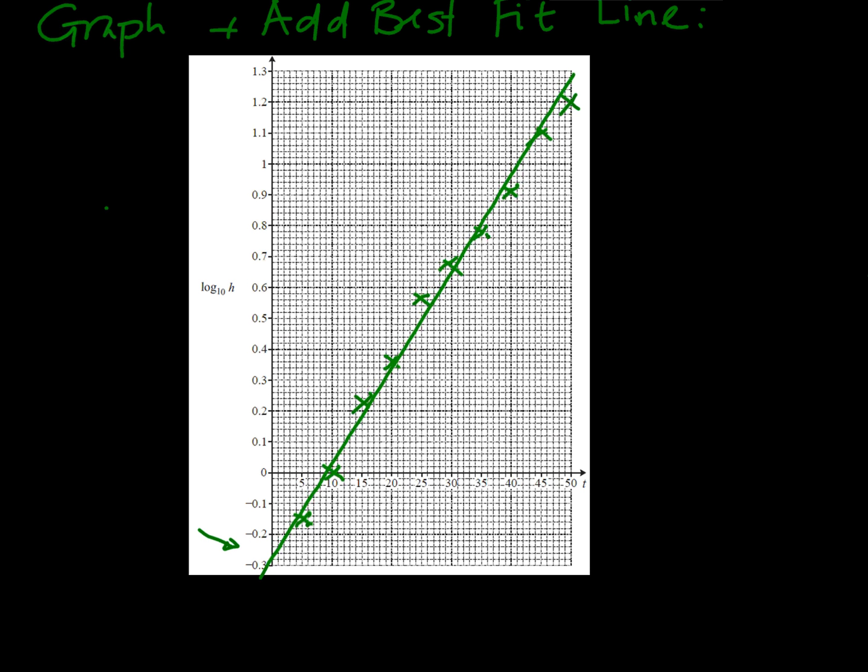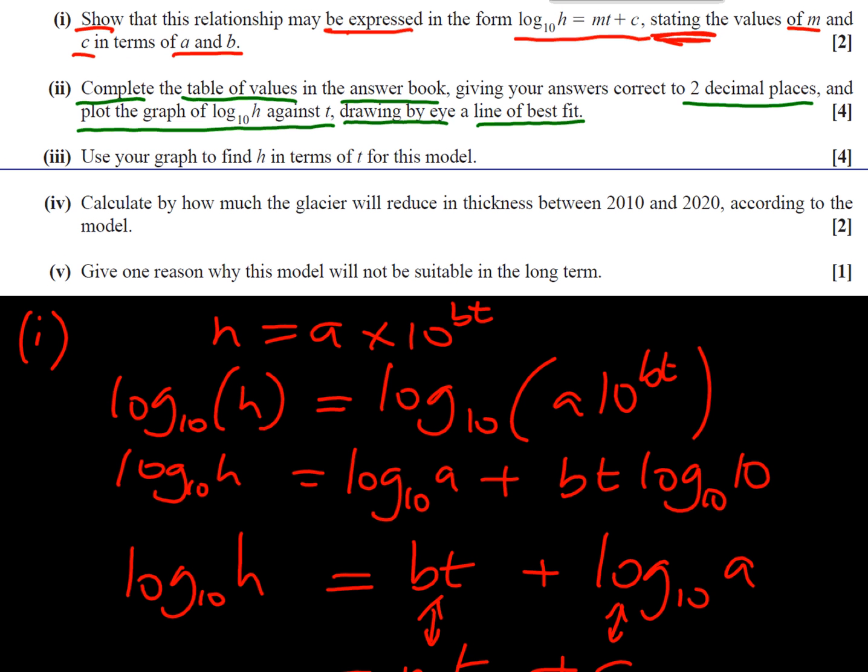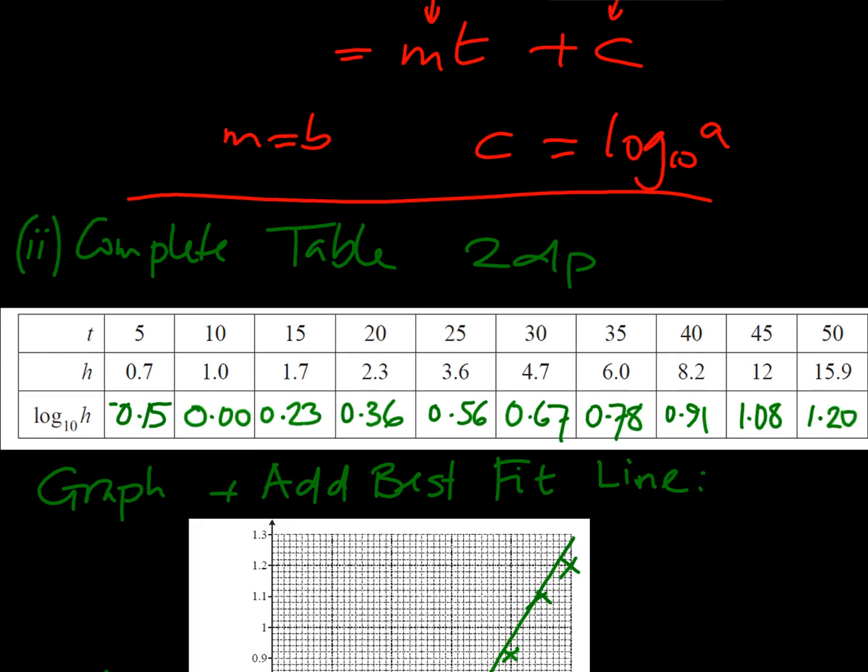Okay, so what you have to do from here is let's just go back and check the question, see how far we've got into it. Drawing by eye. So I think we've completed that section. We've done our best fit line question. That part of the question, we're going to get 4 marks for that. Now use your graph to find h in terms of t for this model. Okay, use your graph. Okay, well, we've created a best fit line there. That was our green line.